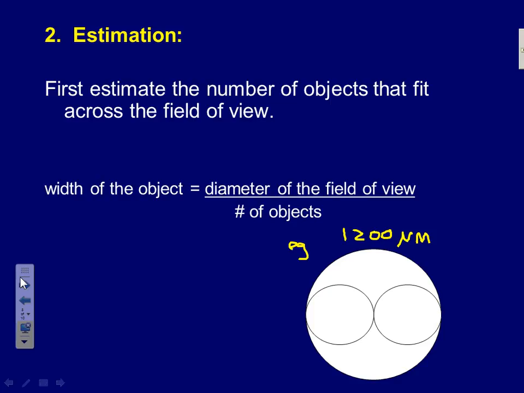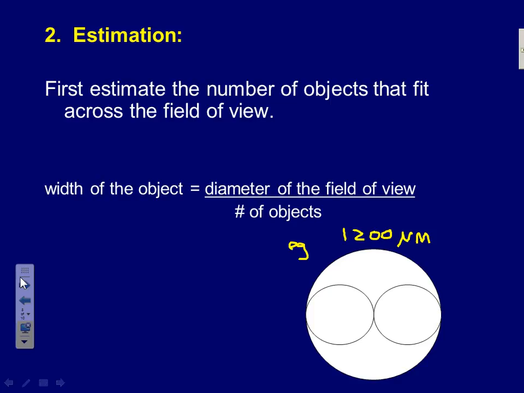How many of my cells fit across this field of view? By the way, this is a cell. How many of my objects fit across my field of view? 2. And that's why I knew it needed a better definition. So I've got 2 objects that fit across. How big is each object? Half of 1,200? 600? You see what I'm saying?